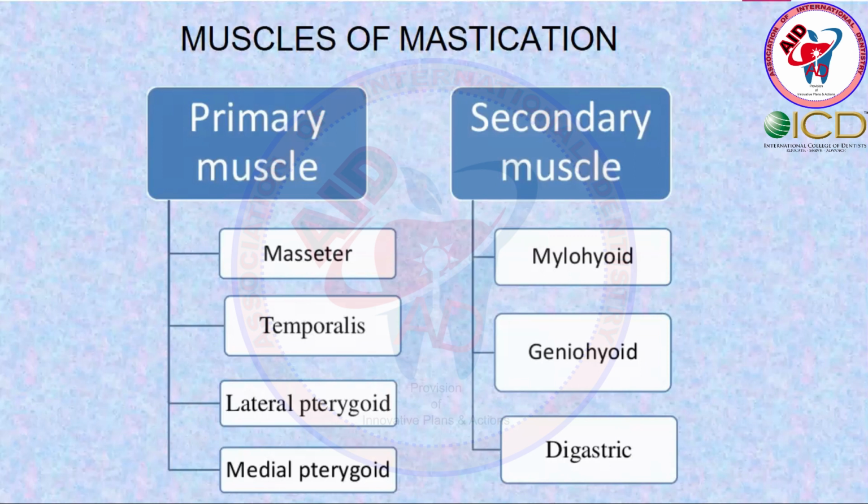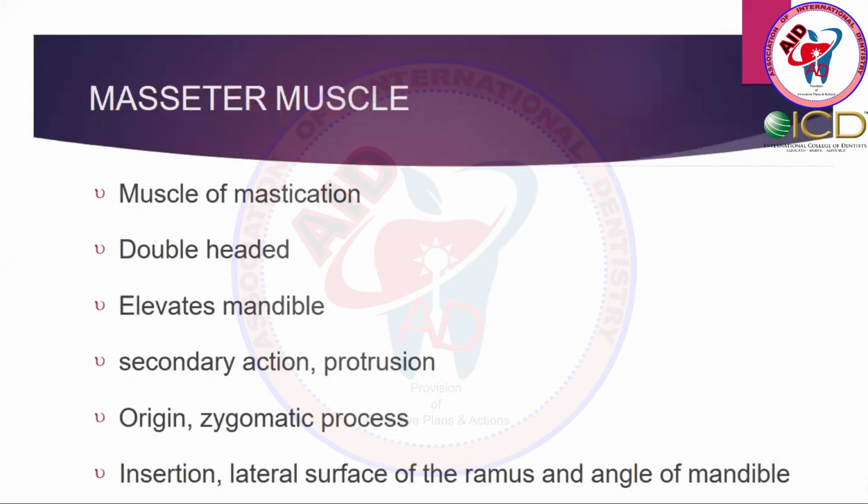From the first step, we are going to start with the masseter muscle. Its location is very important. It is one of the biggest muscles by its volume, not by its width, but by its volume. It is double-headed. It elevates the mandible, and its secondary action is protrusion. We will discuss it in detail.